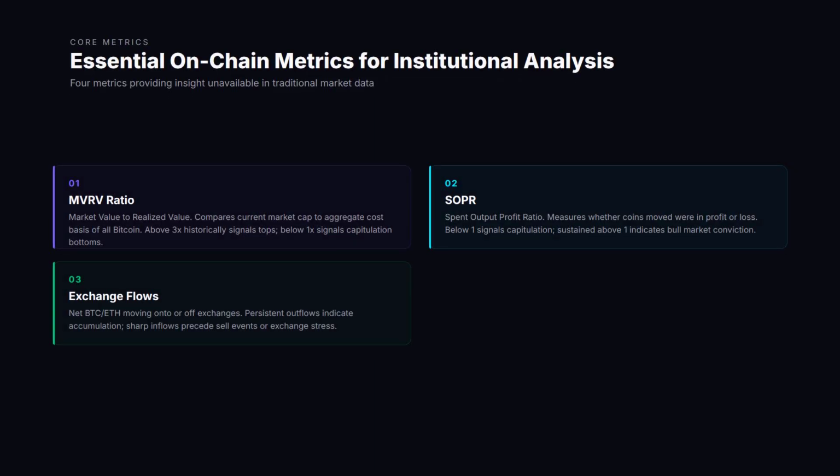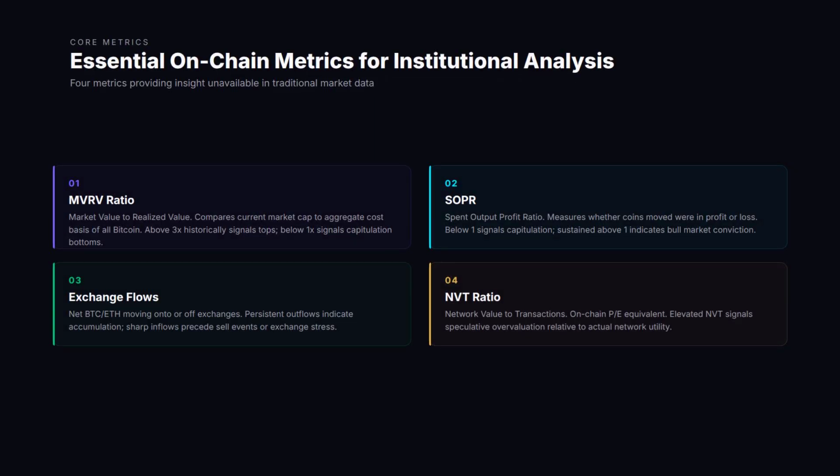MVRV is the most widely followed on-chain valuation metric. By comparing the current market price of every Bitcoin to the price at which it was last moved on-chain, MVRV provides a measure of aggregate unrealized profit across all holders. When MVRV exceeds 3, holders on average are sitting on more than 3x their cost basis, creating strong incentives to realize profits. Historically, every major Bitcoin market top has coincided with elevated MVRV readings.